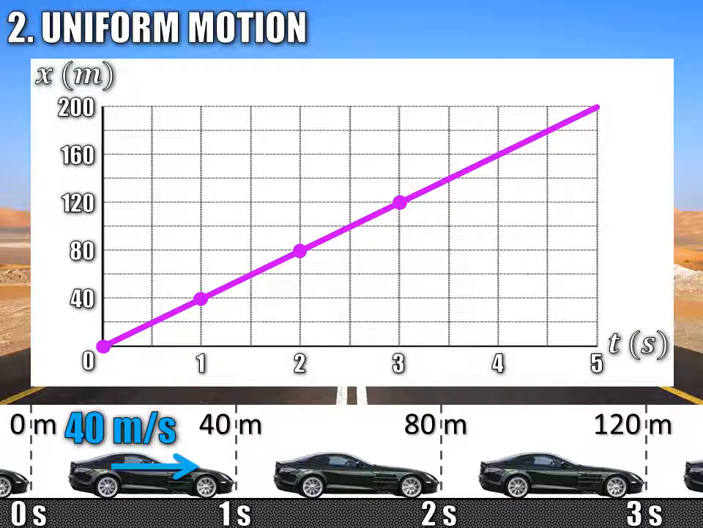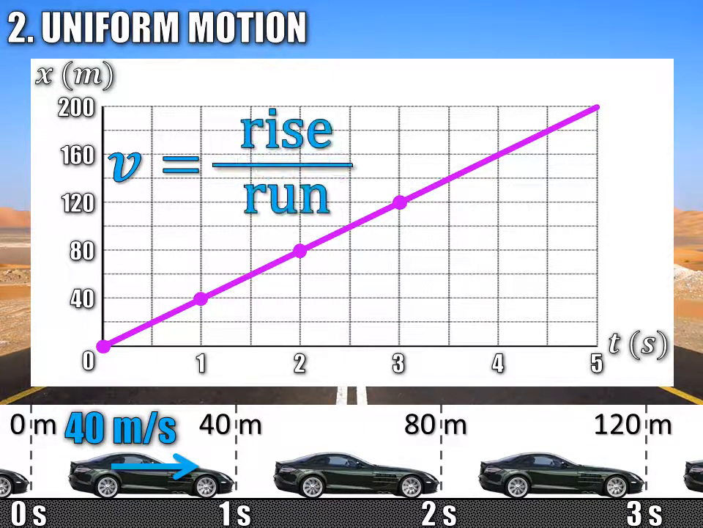Now the question is, why would we do this? What use is a motion graph? Well, it turns out that it's really easy to calculate the velocity if you have a motion graph, because the velocity is simply the slope of the graph. So if we wanted to calculate the velocity of the car from 0 seconds to 3 seconds, obviously we should get 40 meters per second. So let's check it out.